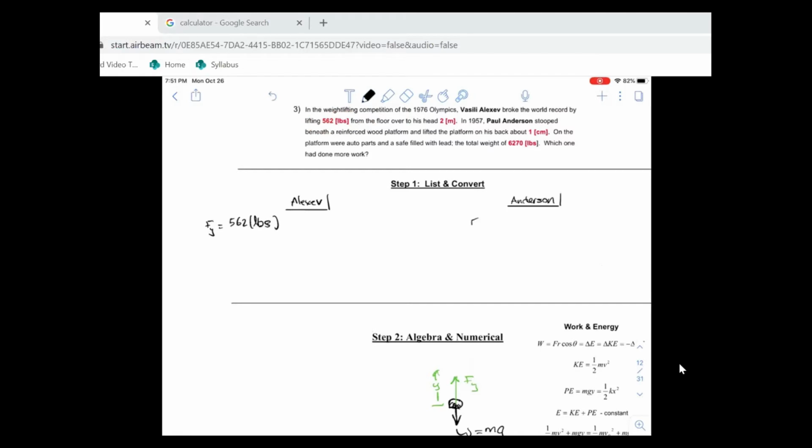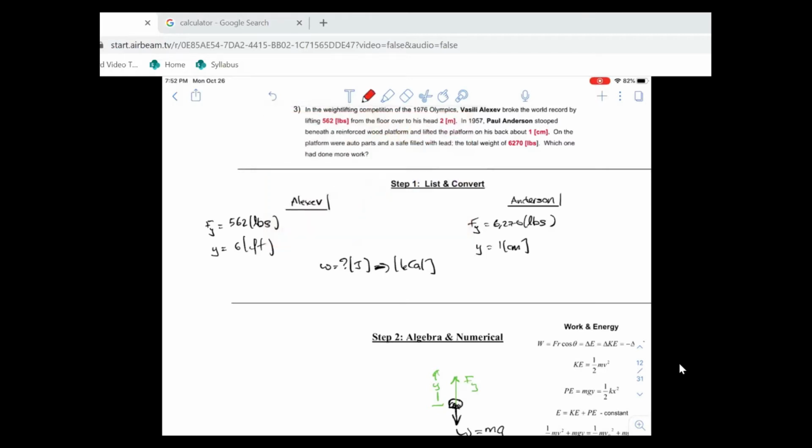Okay, so Anderson is going to be 6,270. Okay, so in the case of Alexev, he's going to be lifting it over 6 feet. And Anderson is going to be 1 centimeter. It's like half an inch. Okay, so what else do we have? Okay, so what is the amount of work that these people do in terms of joules and also in terms of kilocalories? All right, so that's what we want to figure out.